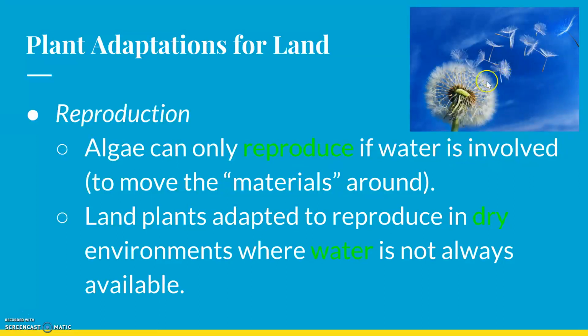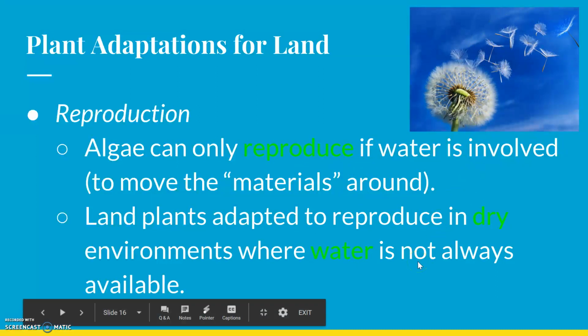So land plants really had to get creative, and we're going to talk about all different ways. Some plants shoot them out with a cannon. Some plants have little airplanes. There's actually one plant that makes it look like a paper airplane. It's pretty cool. A lot of plants use the wind. So we're going to talk about that more later on.